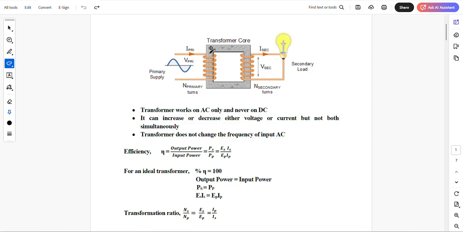Dear students, this is called a transformer. Always supply is connected to the primary winding of the transformer and load is connected to the secondary winding of the transformer. This is called primary, and this is called secondary of the transformer.